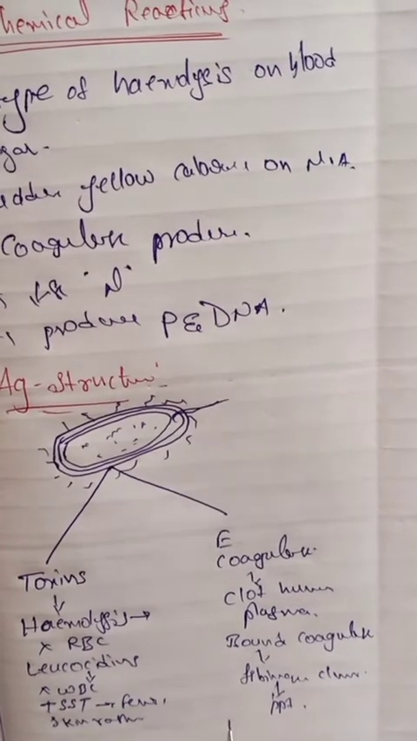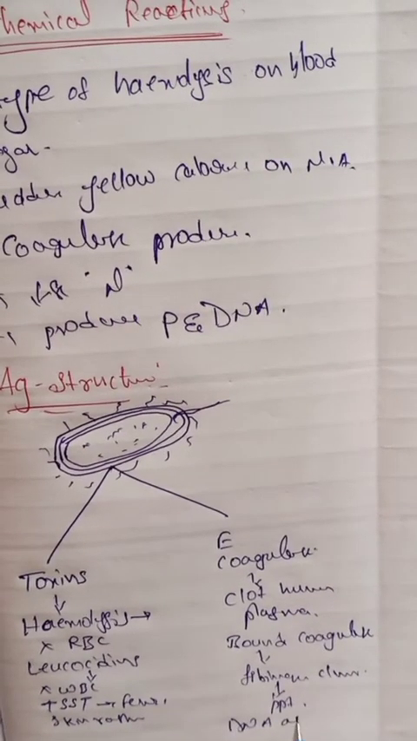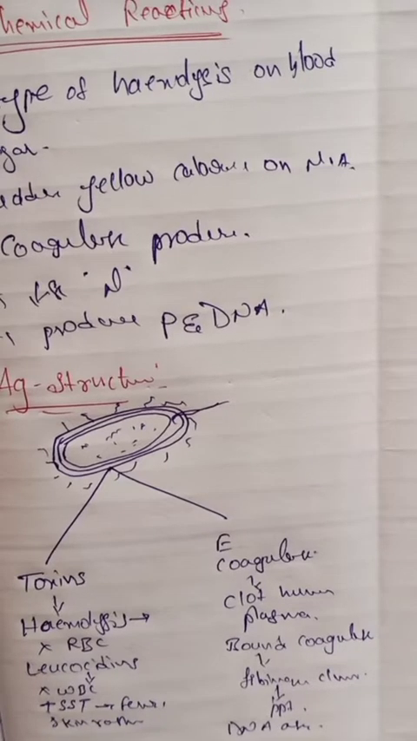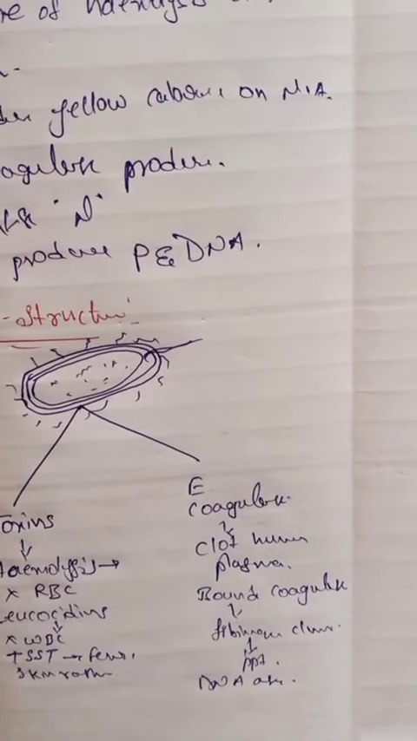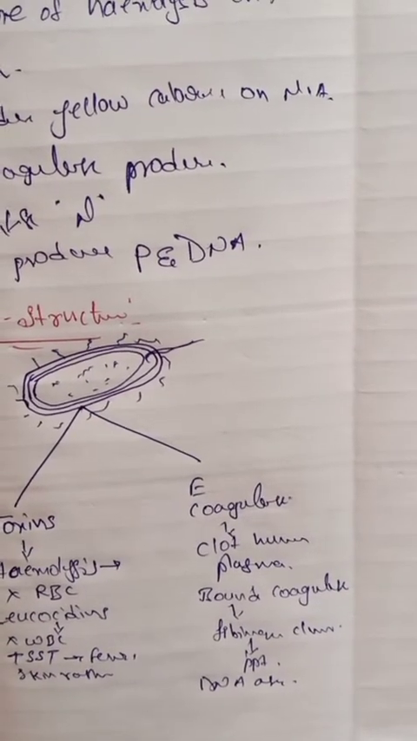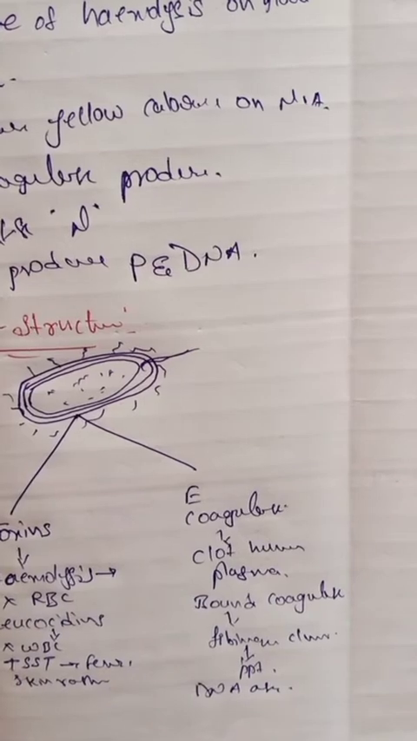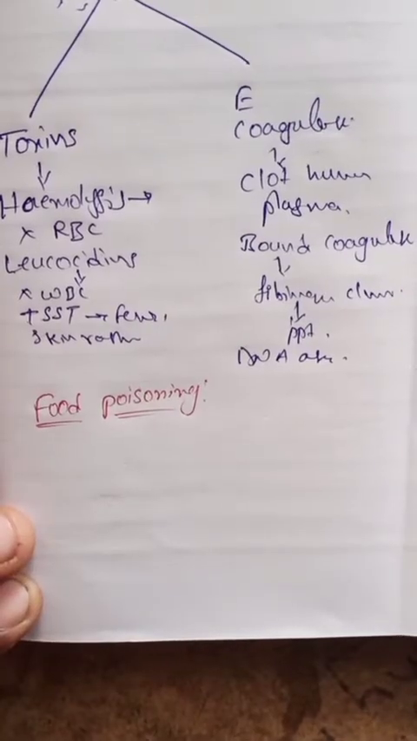And like DNase enzyme, different types of enzymes are also released that are harmful to the human body. This is the antigenic structure of the staphylococci. The next one is food poisoning.